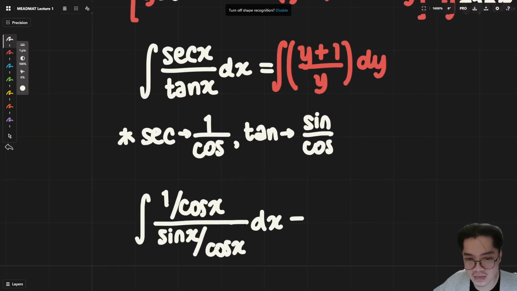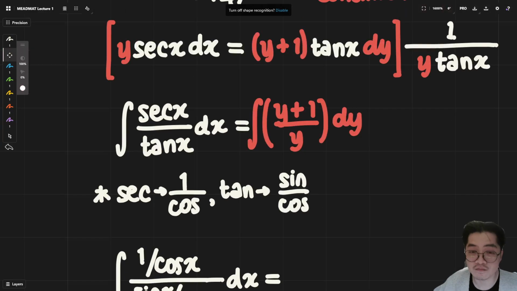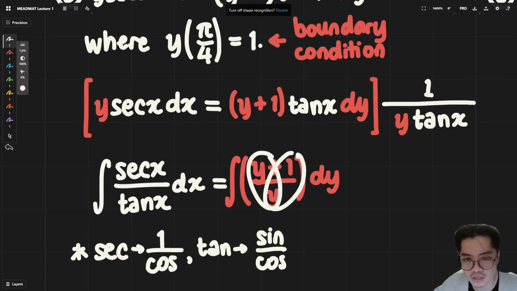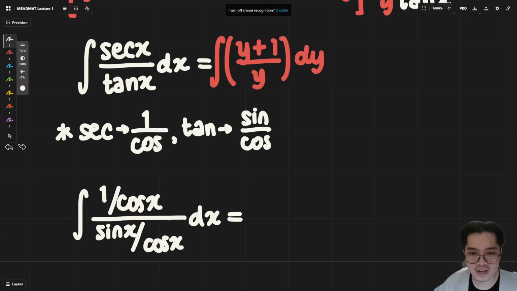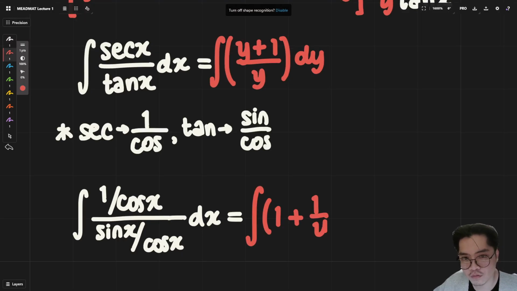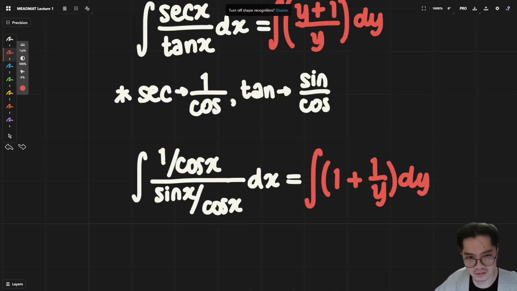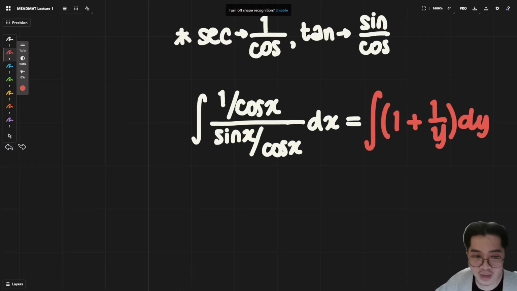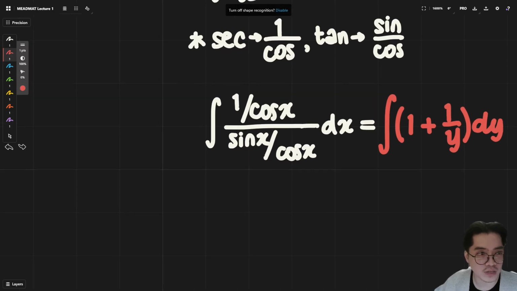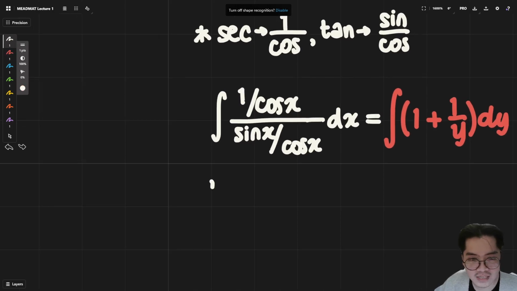For this thing, we can literally just take its word for it, right? And just divide. Y divided by y, that is just 1. And then plus 1 over y dy. This thing I can already see the integration, right? This one, not so much, right? And what we have now is a fraction over fraction. So what we can do is we can separate them.